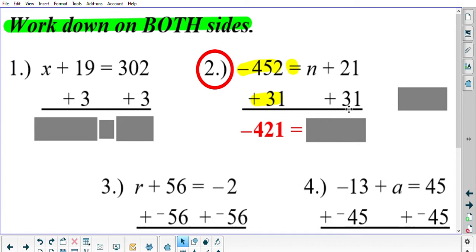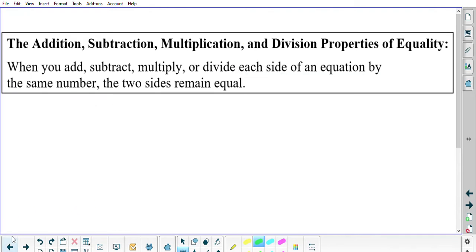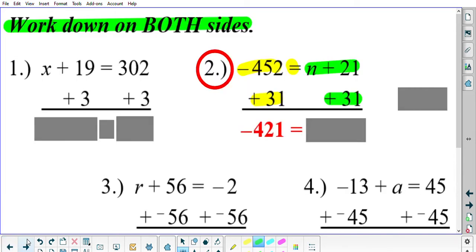On the right-hand side of the equal sign, which used to have the expression n plus 21, we are now adding it by 31. Notice we're adding by 31 on both sides, and we're allowed to do that. That is the addition property of equality. You are allowed to add by the same thing on both sides, and it will keep the equation balanced. All right, so let's do that. 21 plus 31 would give us 52.